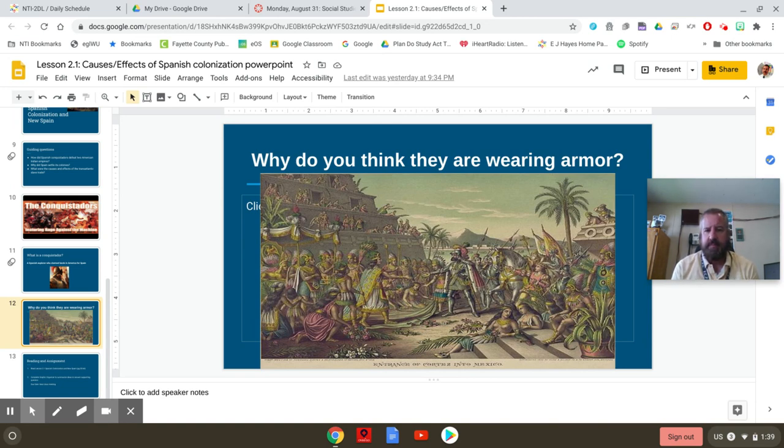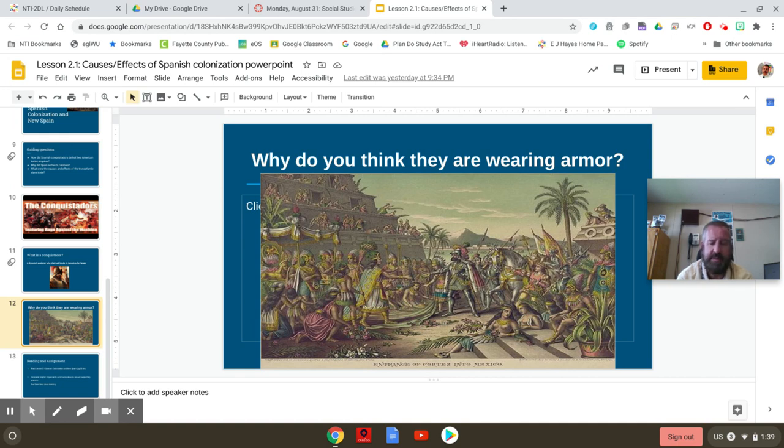Cortez lands in Mexico, and he has a few hundred soldiers, some cannons and guns, like 16, 17, 18 horses. And as they're marching inland, Montezuma, who was the emperor of the Aztecs, gets word.